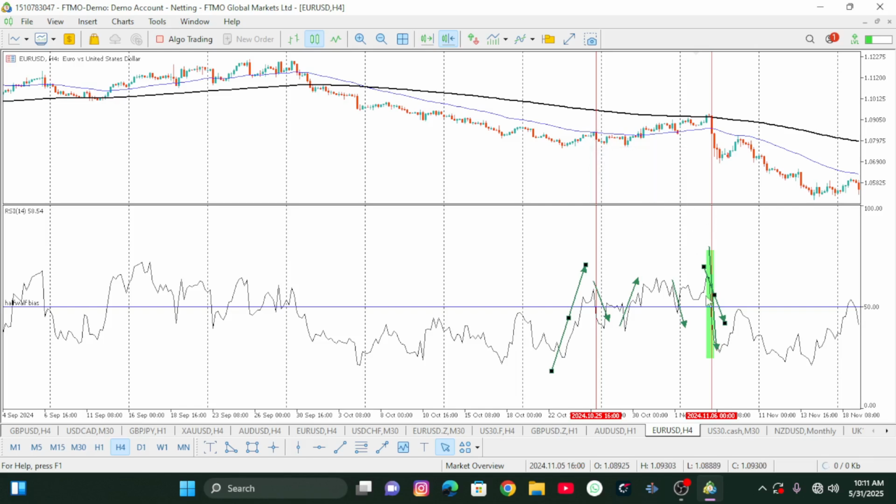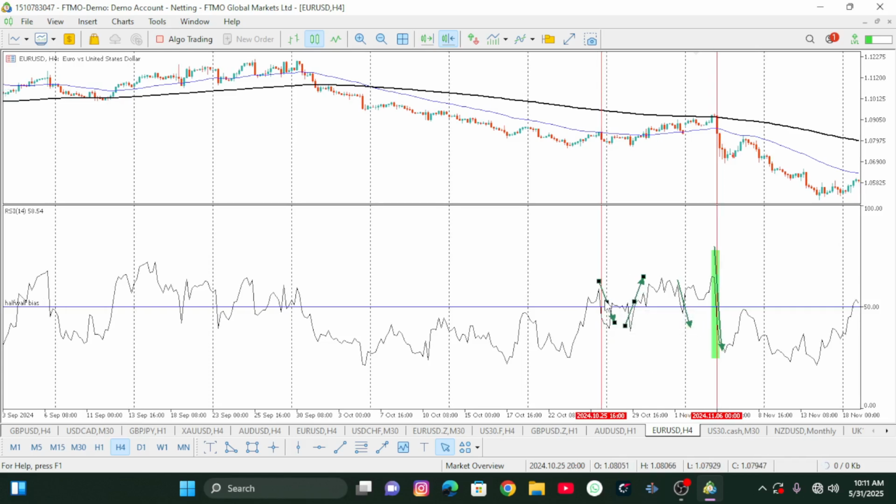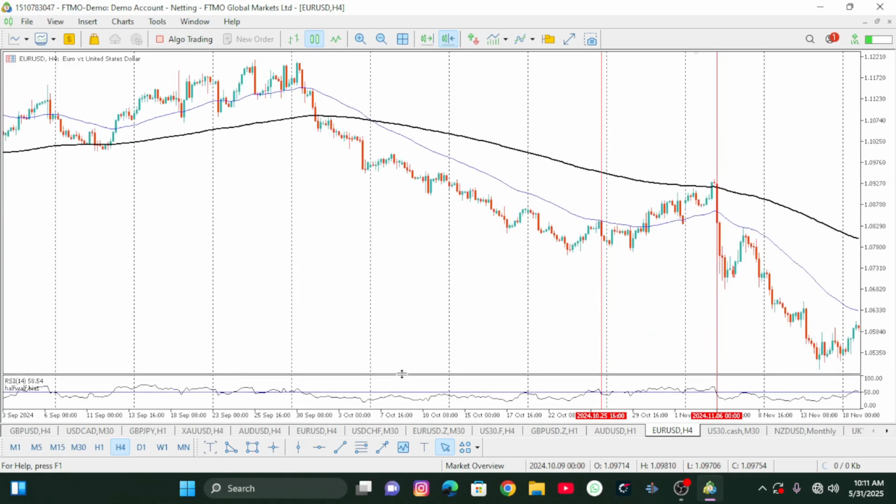Then this is another potential zone here. This vertical line here, this is a potential move. So let's go through the charts and try and see these opportunities. So let's move to the charts.